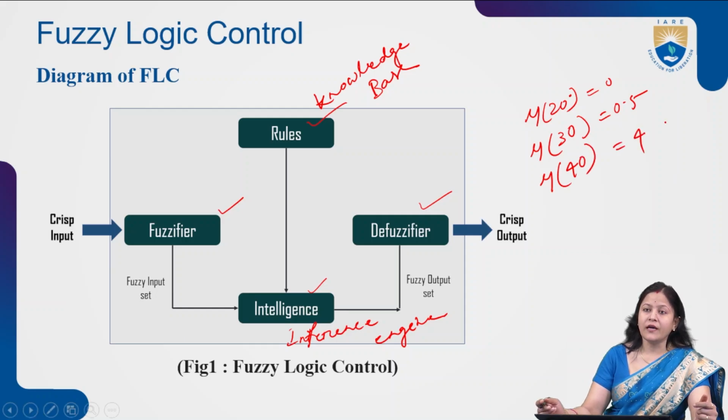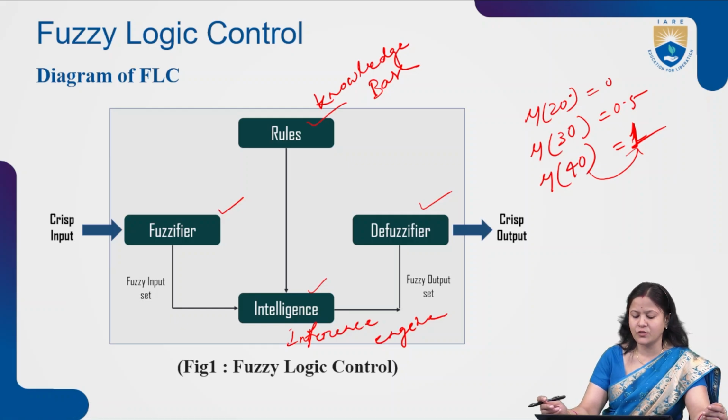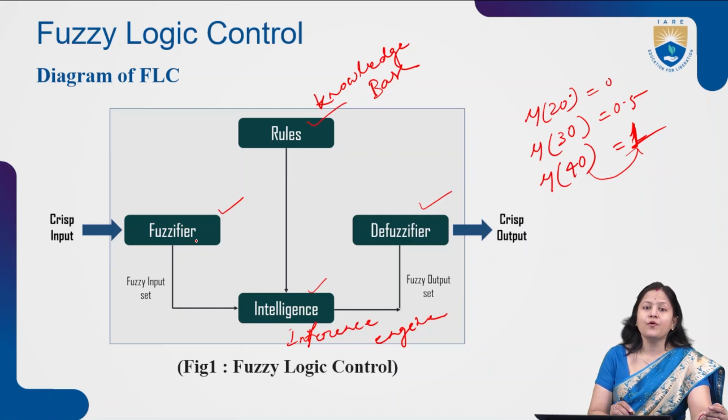If we take the example of temperature, at the 20 degree temperature, the corresponding membership value can be 0. At 30 degree, the temperature may be partially hot, so the membership value can be 0.5, and at 40 degree, which is very hot, we can write the membership value as 1. How do these conversions happen? Using different membership functions, I have already discussed this in my previous video, you just go through. So the fuzzifier module is responsible for the conversion of the crisp input to the fuzzy input.